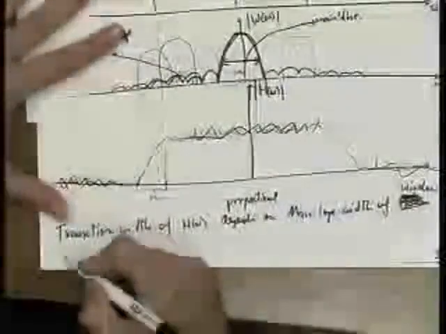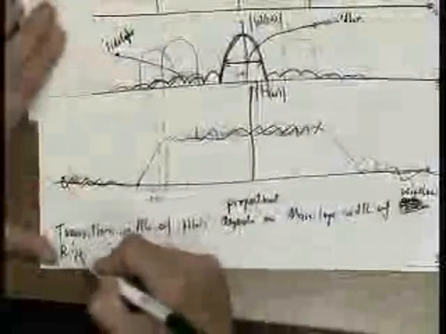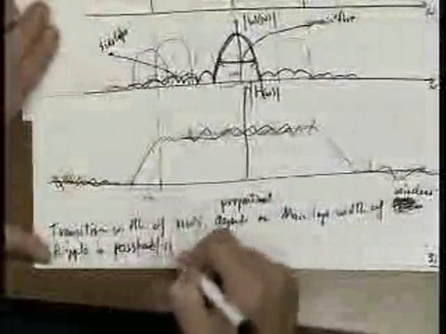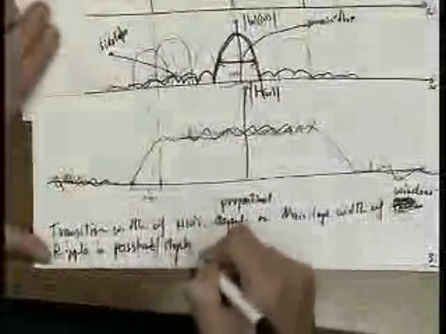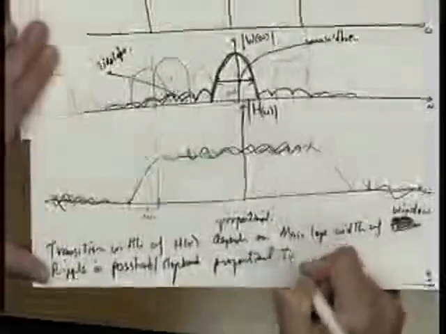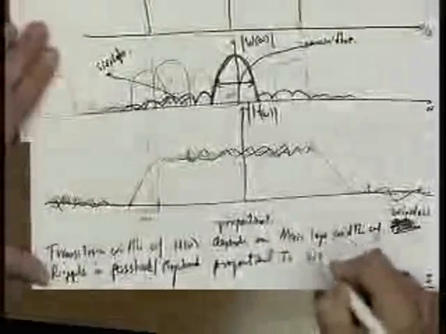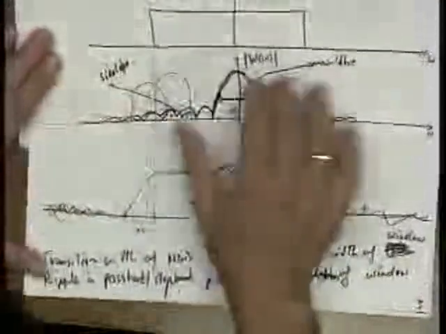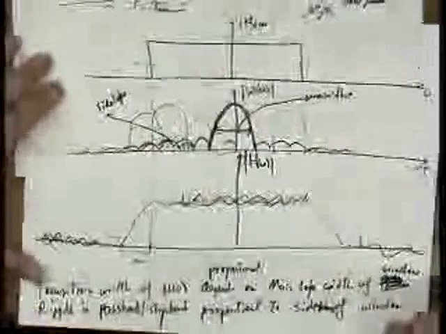window. Why did I say a filter? Window. So the ripple in pass band and stop band is proportional to the side lobes of the window. And by side lobes of the window, I really mean the Fourier transform of the window, because we're not all in the Fourier domain.